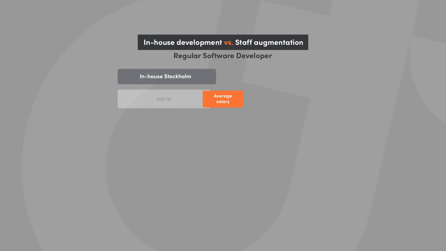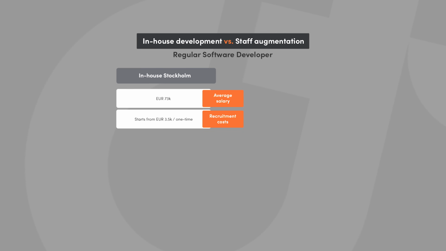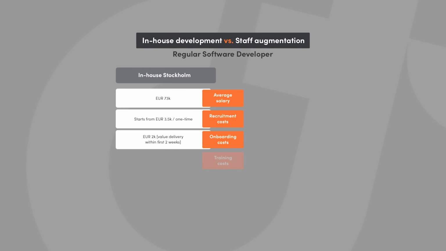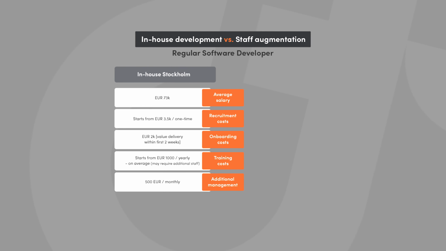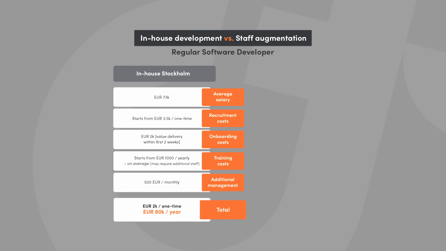In the following case study, we present numbers based on our existing customer for a regular software engineer compared to hiring a developer internally in Stockholm. First, let's take a look at the in-house agency in Stockholm. The average salary is €73,000. Recruitment costs start from around €3,500. Onboarding 2,000 euro, training starts from around 1,000 euro, additional management around 500 euro. This gives you a total of 80,000 euro a year.